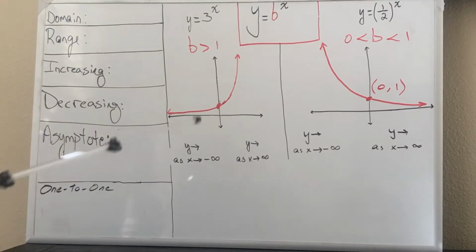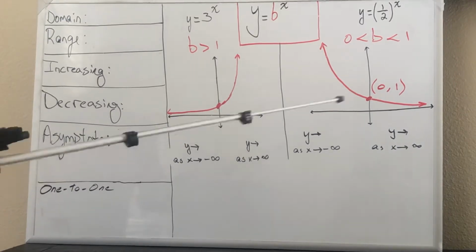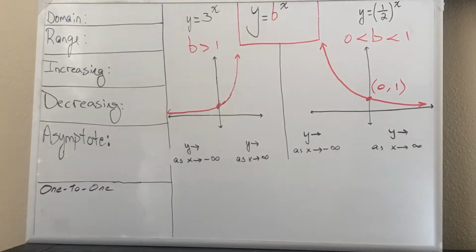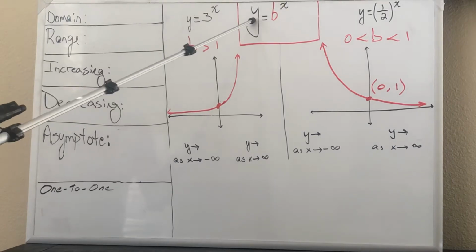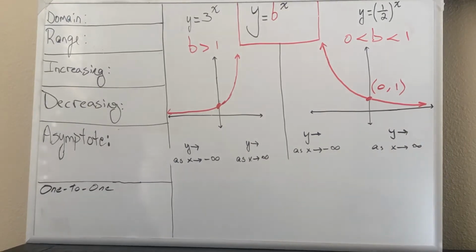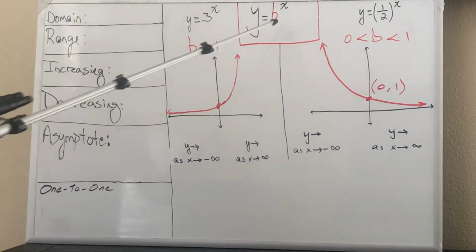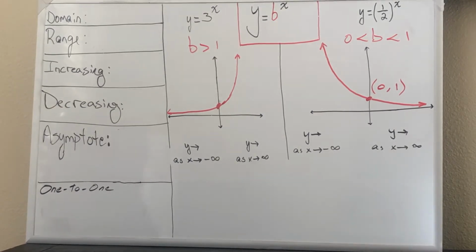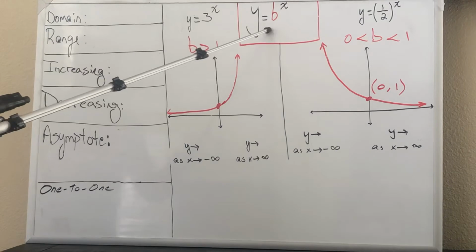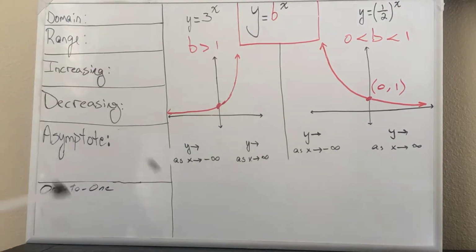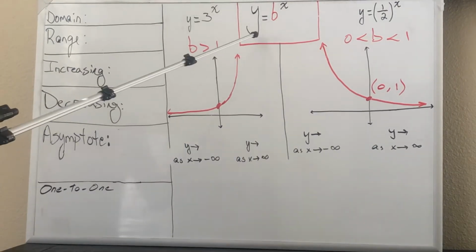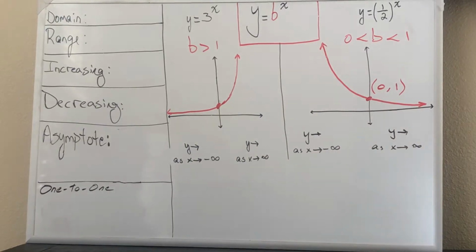But as you can notice, both curves are above the x-axis. That means the values of y can only be positive, which means, again, that the range of an exponential function is only the positive real numbers. So, the domain of an exponential function is the set of all reals. The range of an exponential function is only the positive reals.